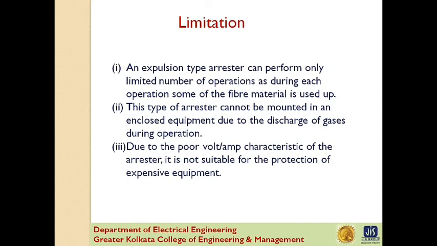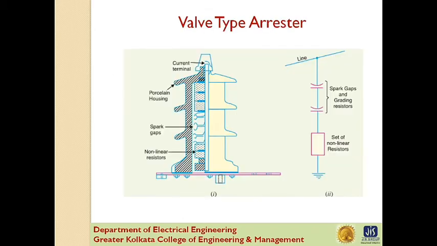An expulsion type arrester can perform only a limited number of operations, as during each operation some of the fibre material is used up. Second, this type of arrester cannot be mounted in enclosed equipment due to discharge of gases during operation. Third, due to poor volt-ampere characteristics of the arrester, it is not suitable for the protection of expensive equipment. Next is the valve type arrester.